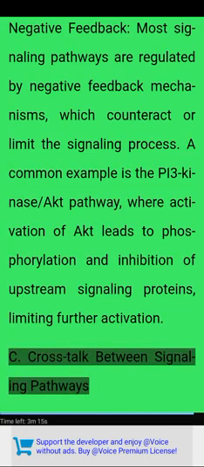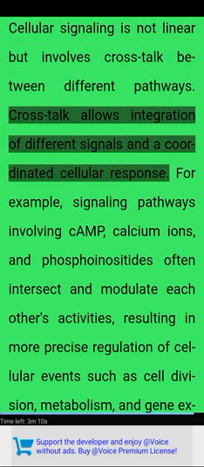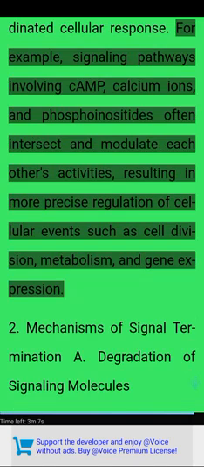Crosstalk between signaling pathways. Cellular signaling is not linear but involves crosstalk between different pathways. Crosstalk allows integration of different signals in a coordinated cellular response. For example, signaling pathways involving cAMP, calcium ions, and bisphosphoinositides often intersect and modulate each other's activities, resulting in more precise regulation of cellular events such as cell division, metabolism, and gene expression.